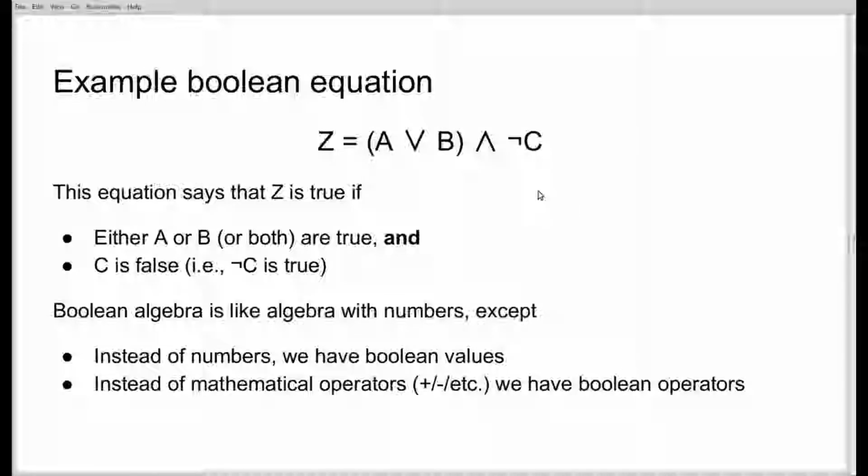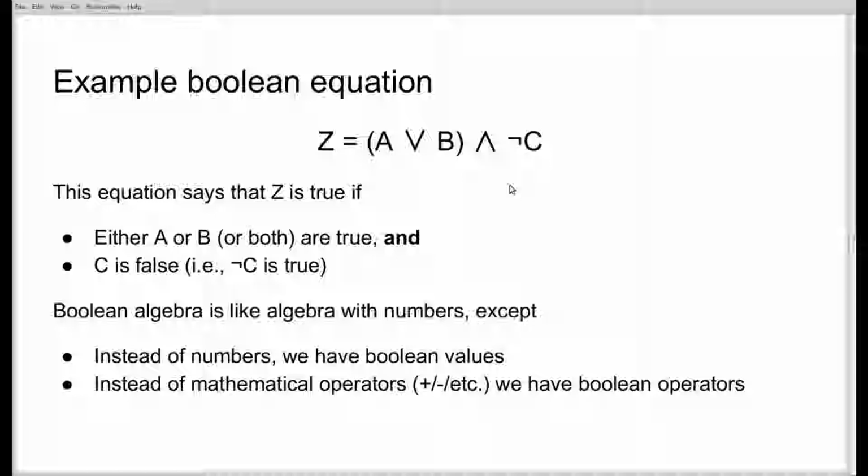Here's an example of a Boolean equation using these Boolean operators we just talked about. Z is equal to A or B and not C. And what the equation says is that Z is going to be true if it is true both that either A or B, or both A and B, are true, and not C is true, meaning that C is false.